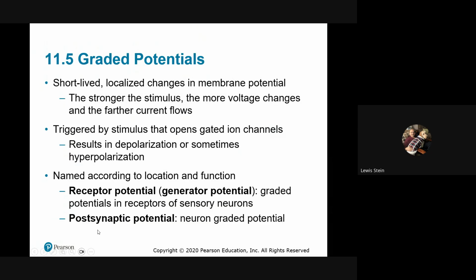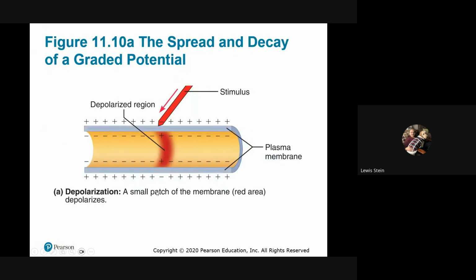Postsynaptic. I don't really go crazy about using that, but you'll hear it in some of the discussions. I'll talk about what the receptors are like and what the postsynaptic potential is.